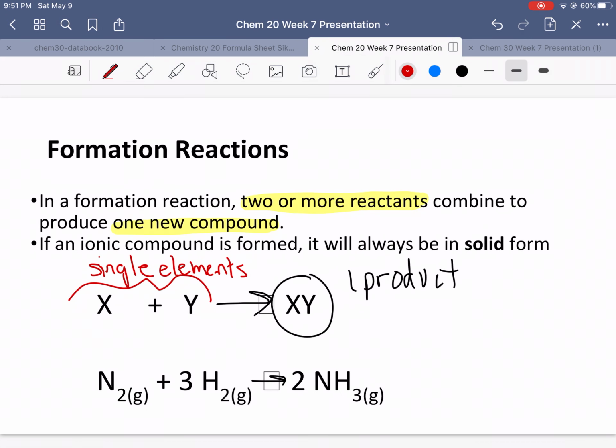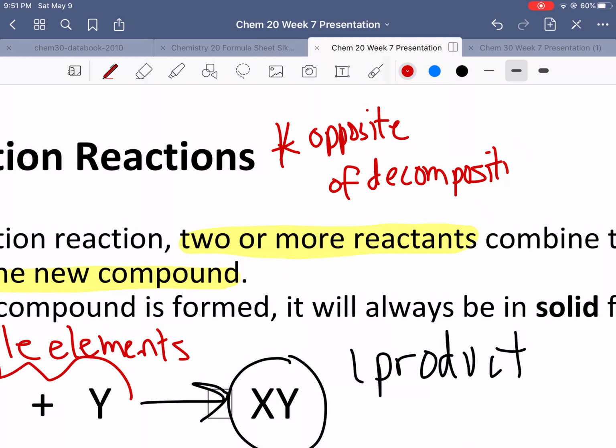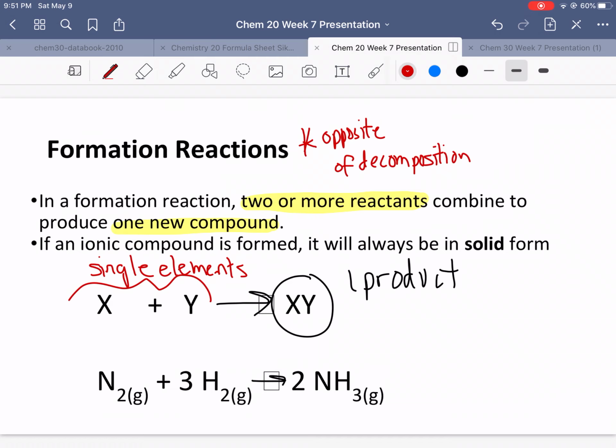All right. Also, just to make note of, because we're going to get into decomposition in a moment, formation reactions are the opposite of decomposition. And sometimes when things are opposite, it makes it easier to memorize them, because you can memorize one and just remember the other one. Oh, just the opposite, and then we're good to go.